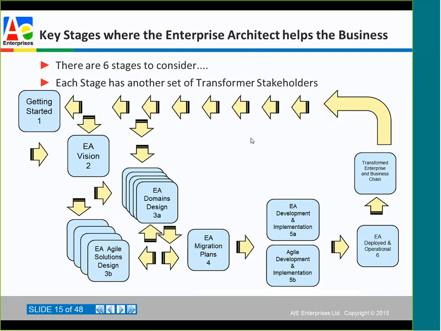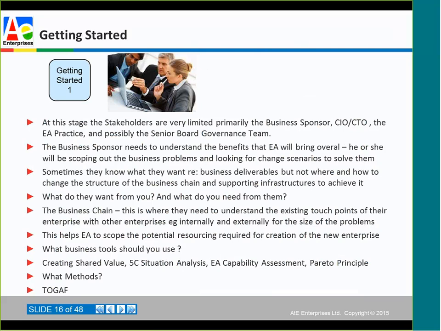Now, today I'm not going to address all of those benefits by a long way. What I'm going to address is some of the areas of work that he's interested in and how we're going to bring that together. So sometimes they know what they want, sometimes what deliverables they want, but sometimes they don't. They don't know how to change the structure or whether the changes that they think they would like to put in place will work or not. So what do they want from you, and what do you need from them?